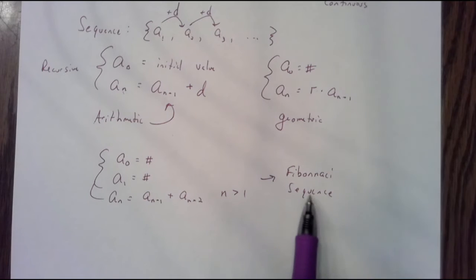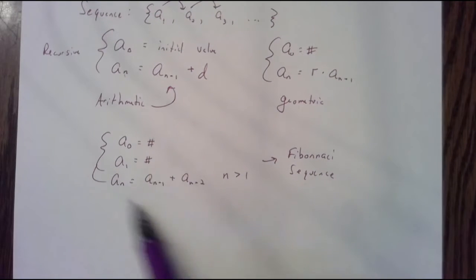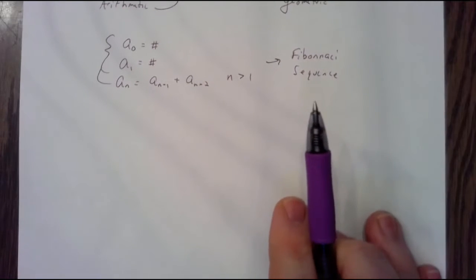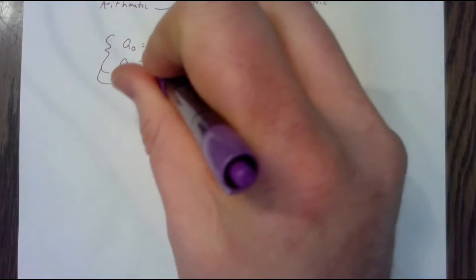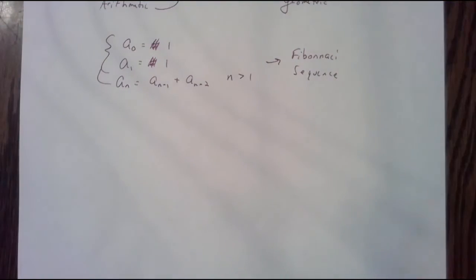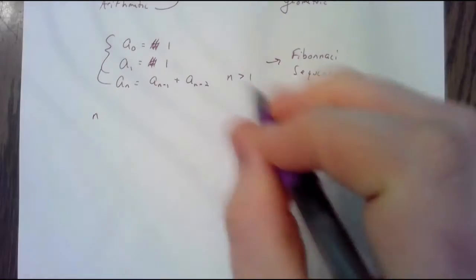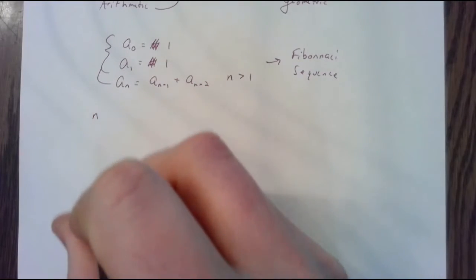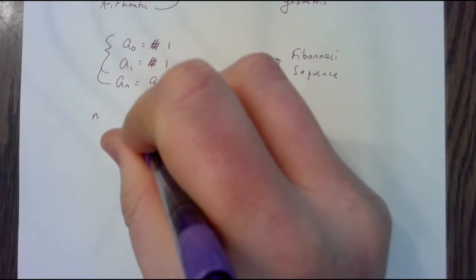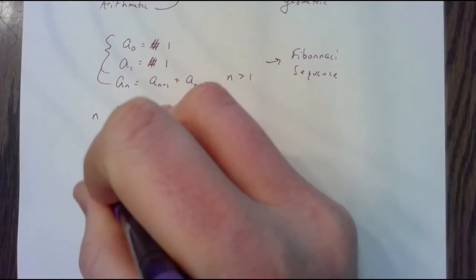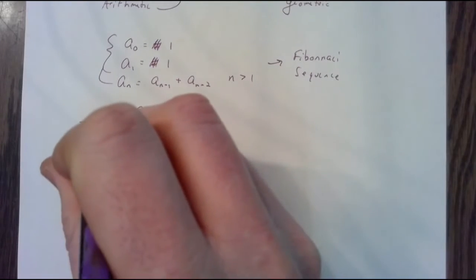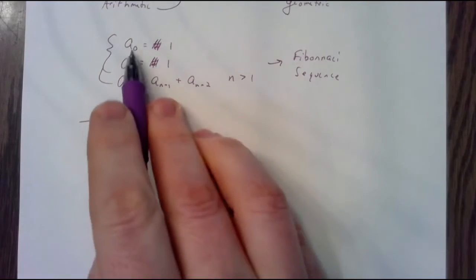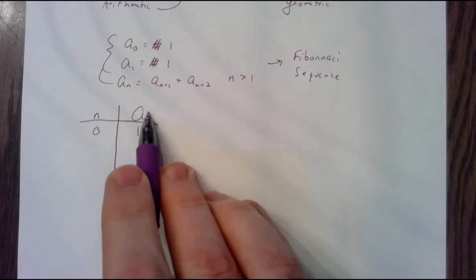Let's actually go ahead here and say that we're going to make this first number 1 and this second number 1. All right. What I can do is I can generate a table of values where I've got n, which is which term in the sequence I'm looking at, and I've got a sub n, which is what that actual term is. All right. So we know here that a sub n, when n is 0, is equal to 1, because a sub 0 is 1. We know that a sub 1 equals 1.